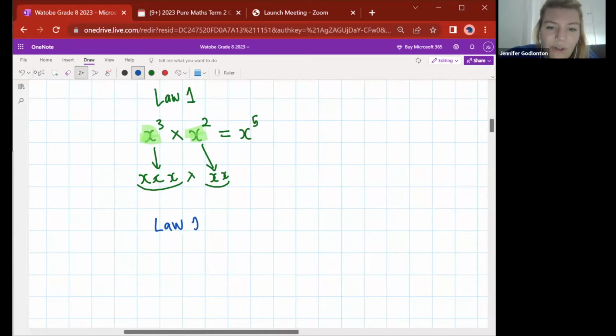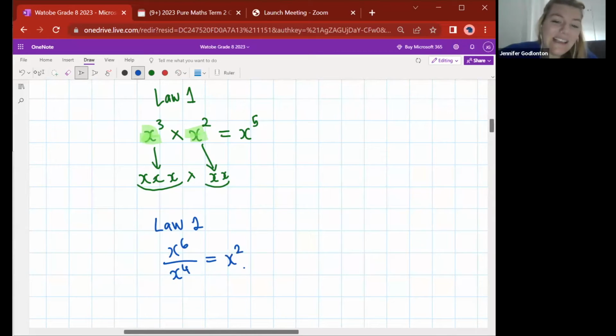Law 2 gets a little bit sneakier. Law 2 is when we're dealing with division. So let's start with a nice easy one. Let's say we had x to the power of 6 over x to the power of 4. What would that answer be? Let's go, my people. Beautiful. Yes, x to the power of 2 is 100% right. Good.